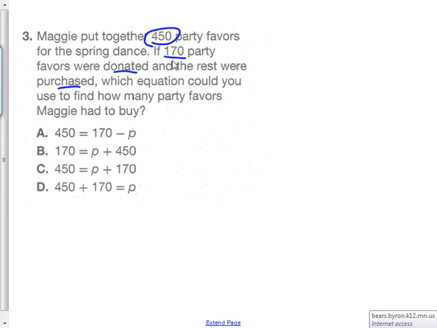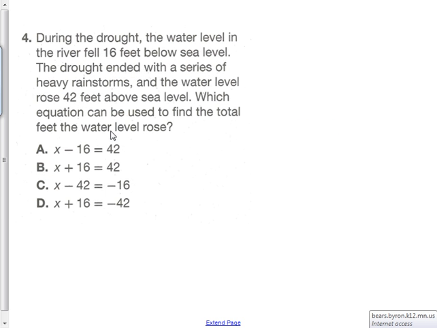Now, what we need to then do is we would have 170 that were donated. So if I have the ones I purchased plus 170, that should equal my total 450. So let's see if we have that example down here. So this one equals 170. This one equals P. This one here says 450 equals purchased plus 170. So I really like choice C. And this one here says 170 minus the amount we purchased, and that one just doesn't make sense for us.